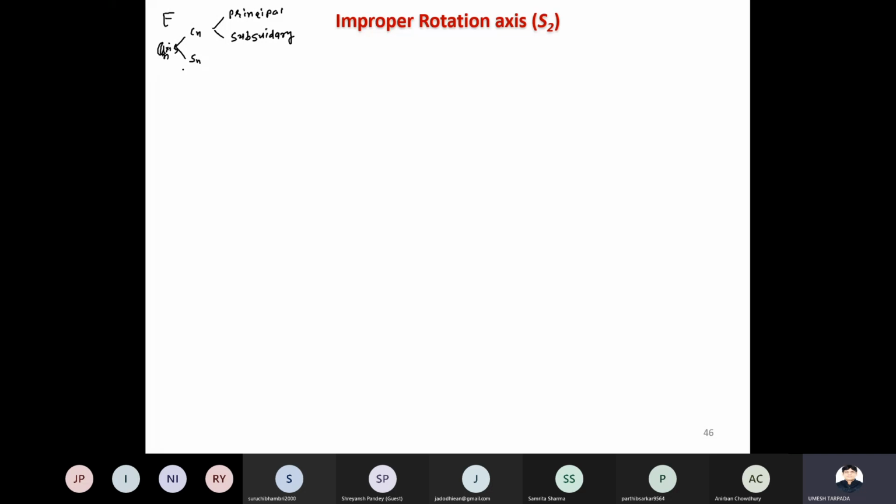After these two axes, we have taken three types of plane of symmetry: sigma h, the plane perpendicular to the principal axis; sigma v, the plane parallel to the principal axis; and sigma d, the diagonal plane. And then we have last taken the point of inversion, i. So there are 7 symmetry elements.